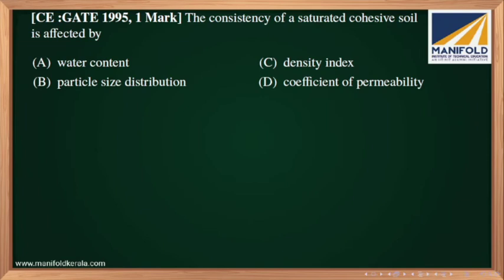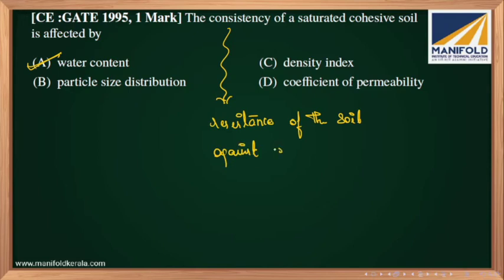The consistency of a saturated cohesive soil is affected by water content. The consistency is nothing but the resistance of the given soil against deformation, which indirectly measures the strength.